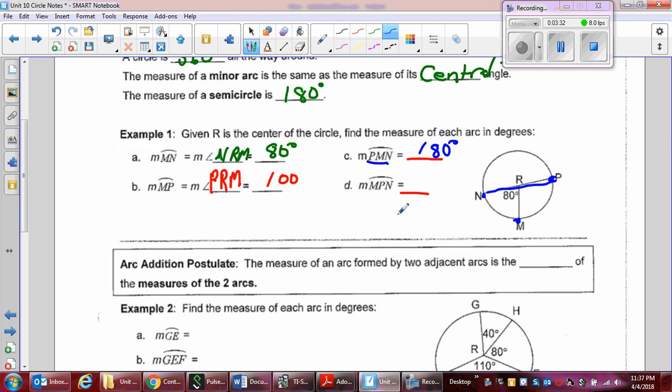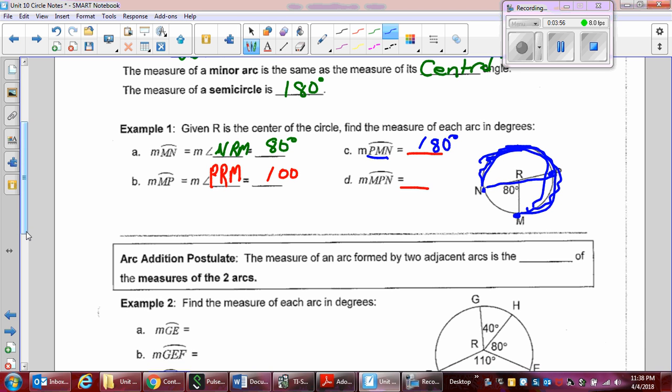That is easy, right? But what would be the measure of MPN? MPN is going to be this all the way to here. So it's everything except the 80 degrees. You know what everything is, so just subtract it. That's what you have to do.